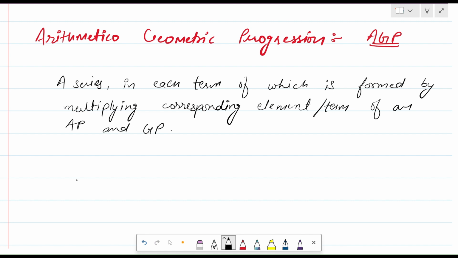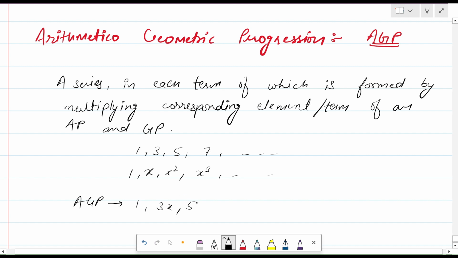What does it mean? Like if we have an AP which is 1, 3, 5, 7 and so on, and we have a GP which is 1, x, x square, x cube and so on, then what is AGP? AGP will be 1, 3x, 5x square, 7x cube. Clearly we can see 1 into 1, 3 into x is 3x, 5 into x square is 5x square, 7 into x cube is 7x cube, and so on.